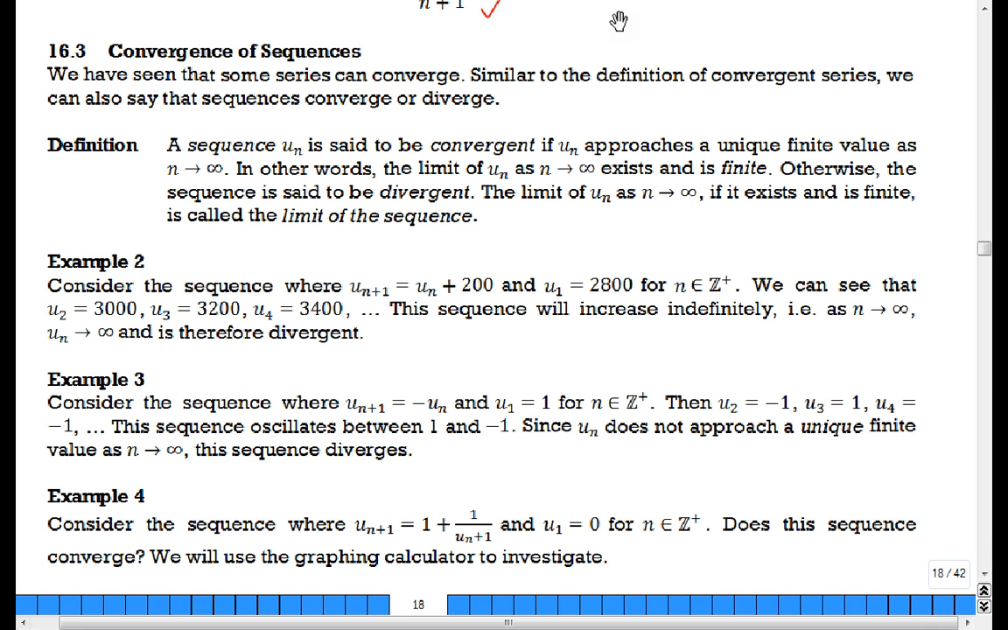Okay, convergence of sequences. Some sequences converge, some series can converge, some don't converge. I think it's quite obvious. Just like GP, right? A GP sum, actually there is a sum to infinity, correct? Some don't have a sum to infinity. Now this one, convergence of sequence means, let's look here. The definition is very easy.